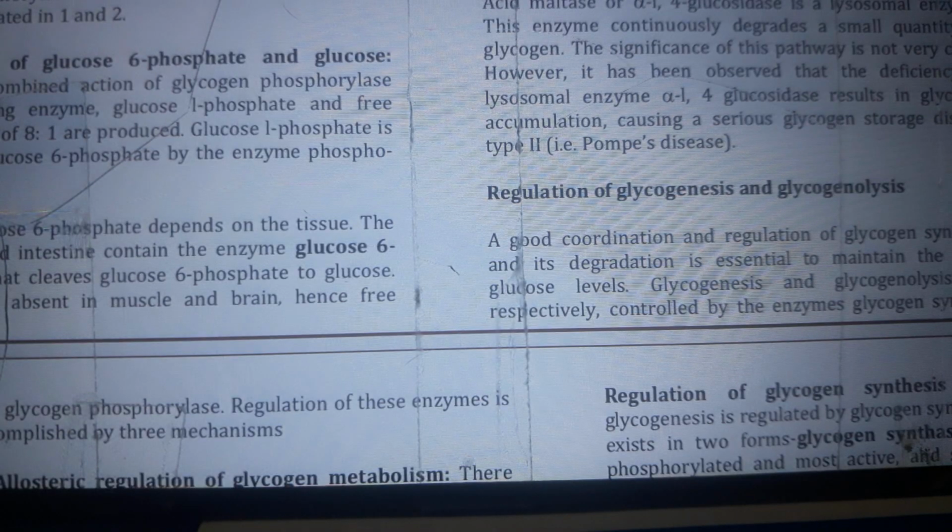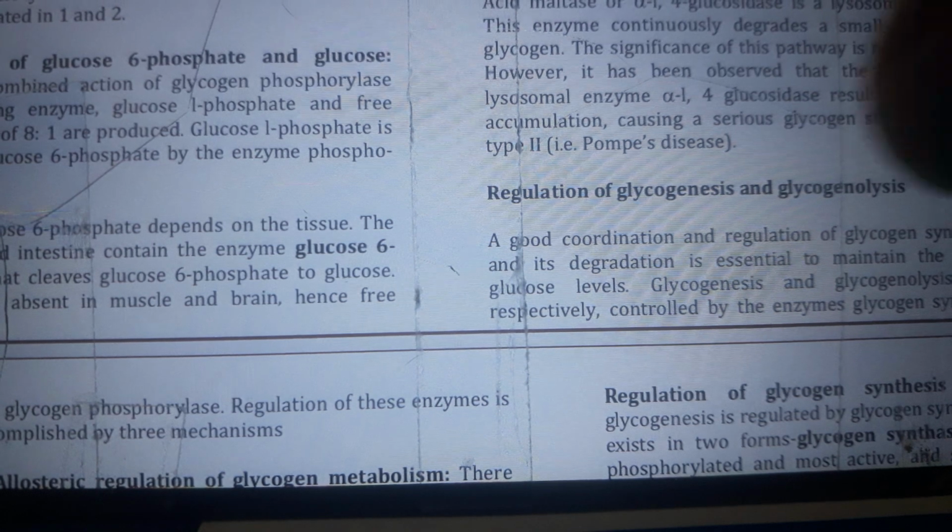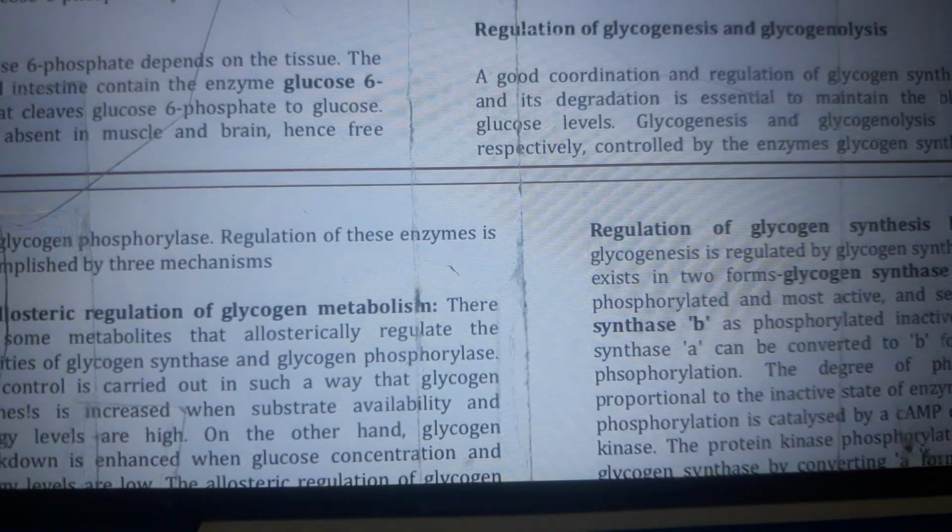Degradation of glycogen by lysosomal acid maltase. Acid maltase, or alpha-1,4 glucosidase, is a lysosomal enzyme. This enzyme continuously degrades a small quantity of glycogen. The significance of this pathway is not very clear. However, it has been observed that the deficiency of lysosomal enzyme alpha-1,4-glucosidase results in glycogen accumulation, causing a serious glycogen storage disease type 2. Example: Pompe's disease.